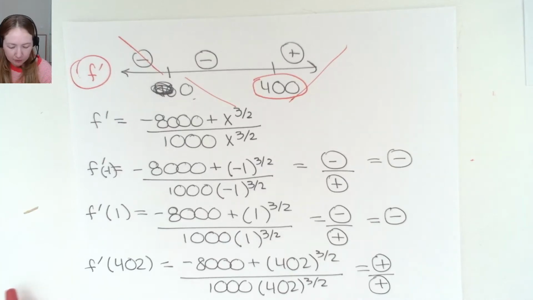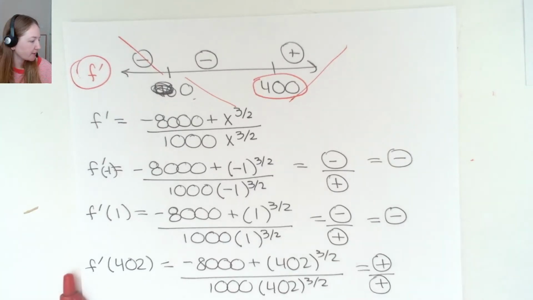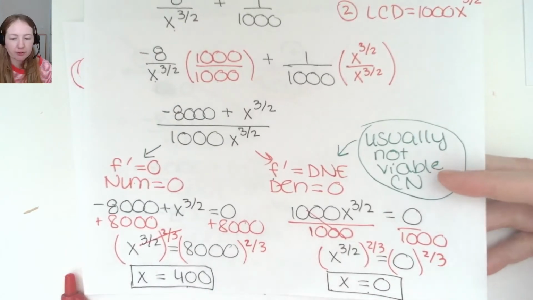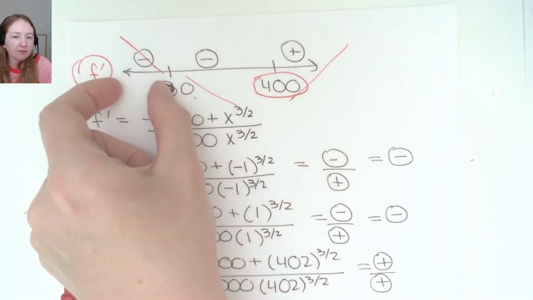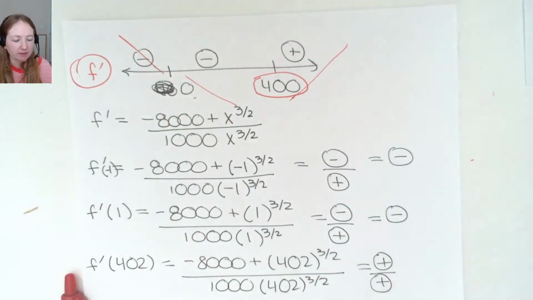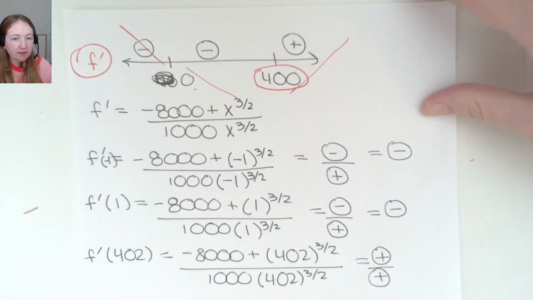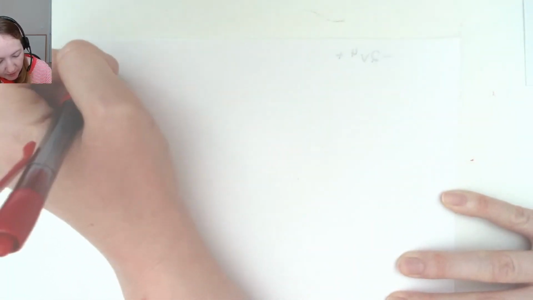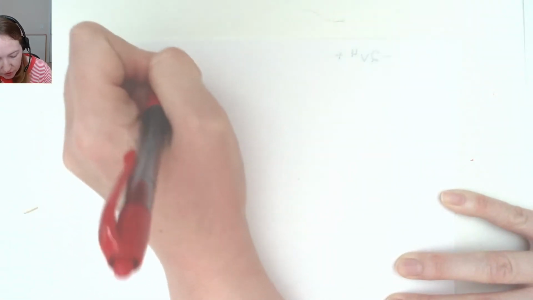All right, so if you just kind of mechanically go through the process and you get 0 and 400, you plot those down, you are going to have to test that first interval, right? So you'll have 3 intervals to test. However, if we think critically about what we are working with, remember that we are trying to minimize average cost.